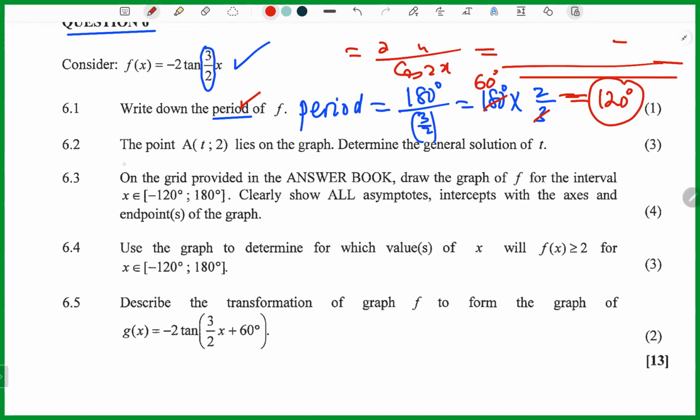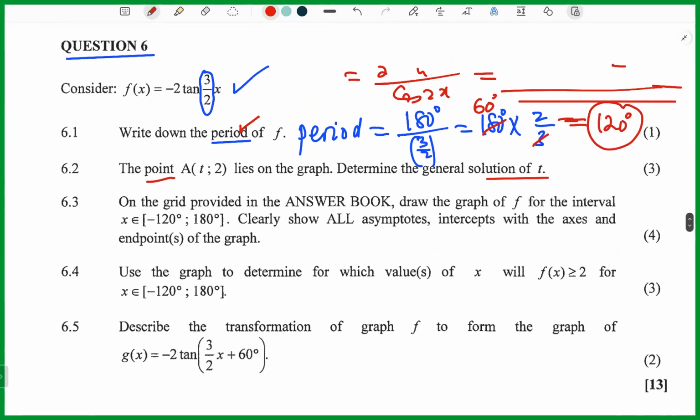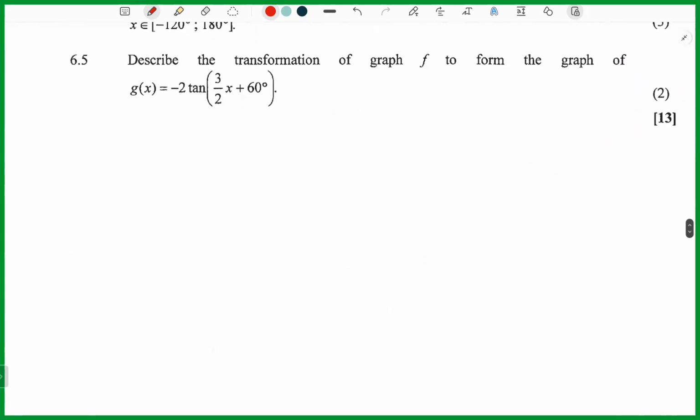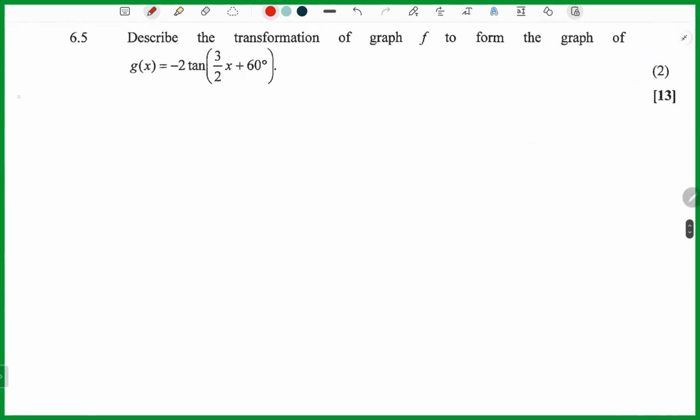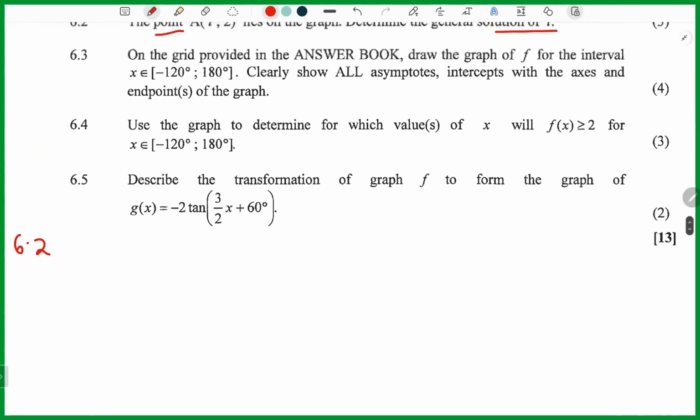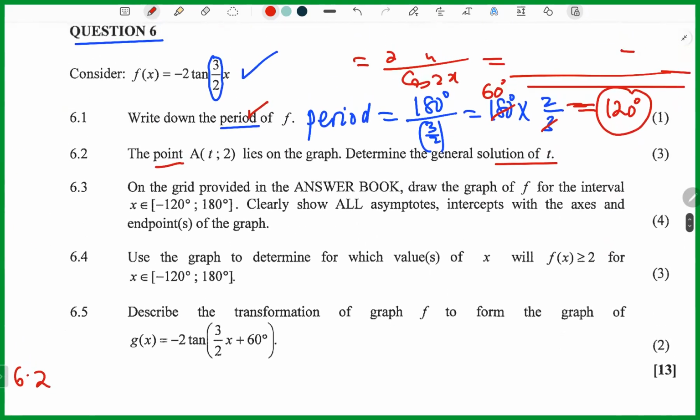Okay. We continue to the next question. All right, 6.2. The point A has coordinates t and 2 and lies on the graph. Determine the general solution of t. The point, this one, lies on the graph. Determine the general solution of t. Okay, 6.2. Right, so if you look at the fact that this point lies on the graph, you need to determine the general solution of t.